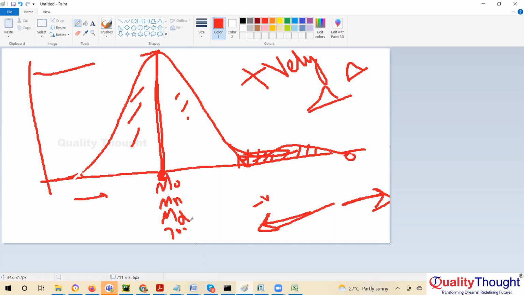Which side will they go? Towards right, sir. Both will go towards the right side. Okay. Now, which one will go faster? Which will be further away from the mode? Both are going to the right side. Which will go farther? Will mean go farther or will median go farther? Mean.